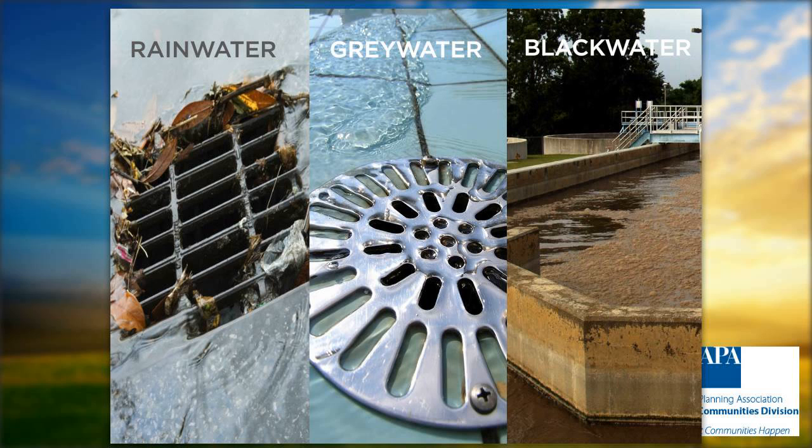So rainwater, gray water, and black water are all part of the one imperative, net positive water, which requires that all three of these be treated without chemicals on site rather than being piped away.